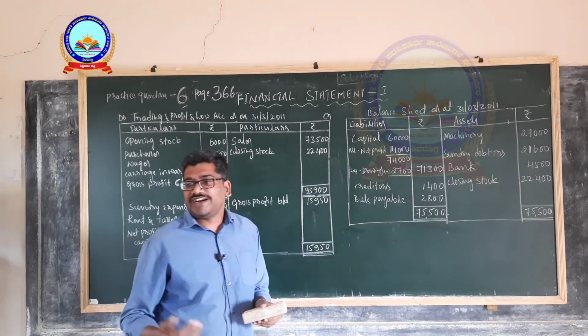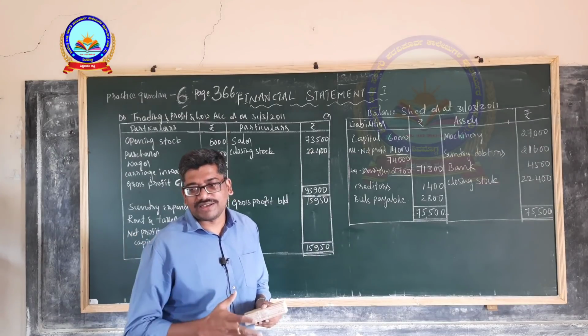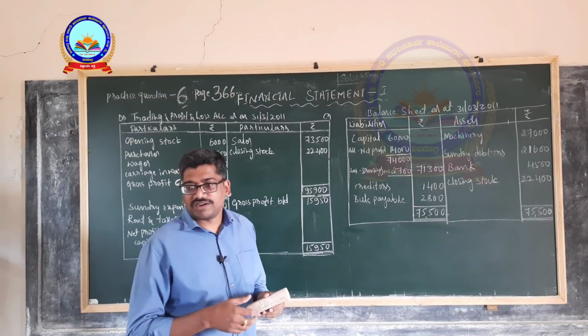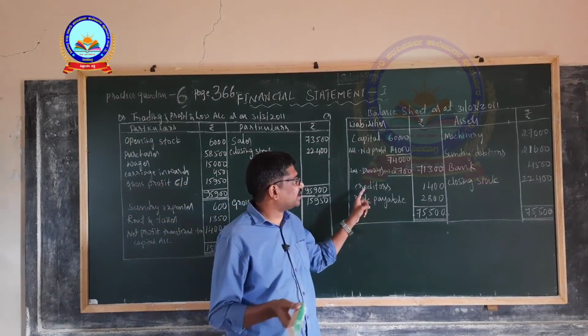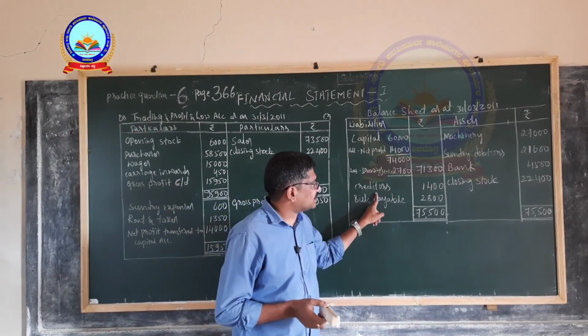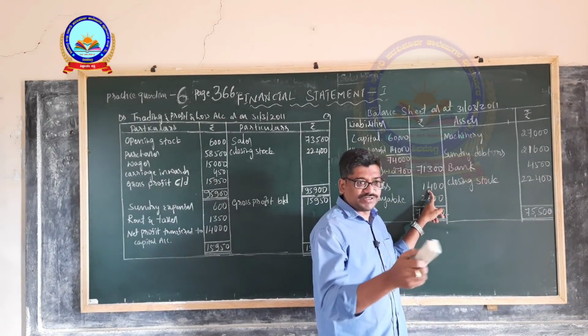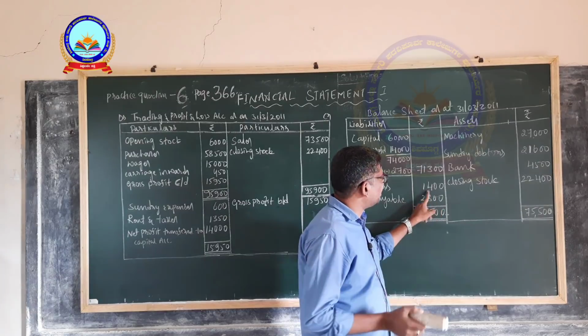Okay, now you find the liabilities. Are there any long-term liabilities? There are no long-term liabilities. So write the current liabilities that are available. Creditors. Creditors worth is 1,400. So the figure is 1,400.